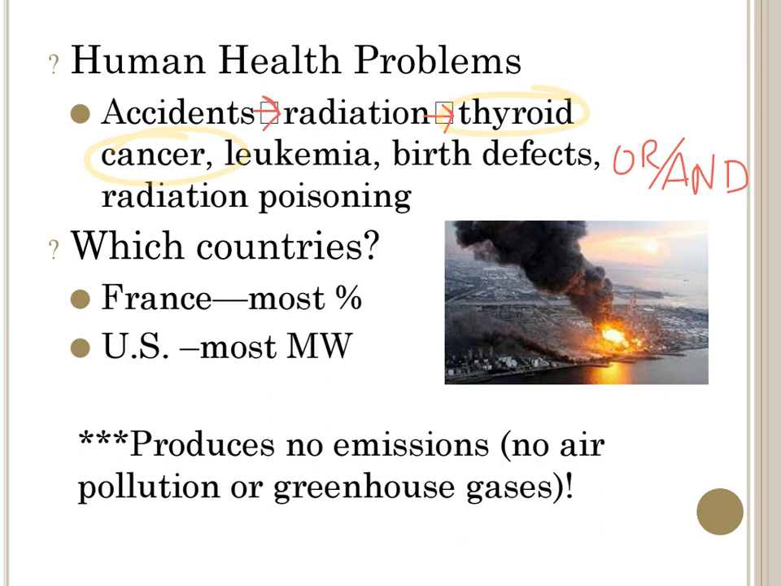All right, so which countries? France is a leader in nuclear power. About 70% of their own electricity comes from nuclear. The United States produces the most megawatts of power, but because we're a bigger country, our megawatts from nuclear is about 20% of our energy. France, it's about 70% of their energy.